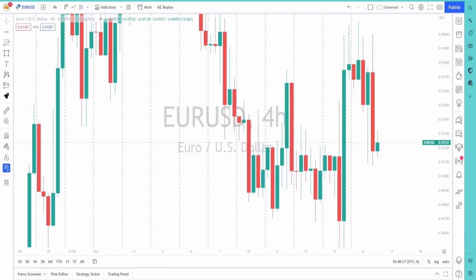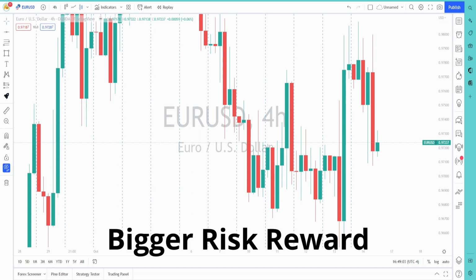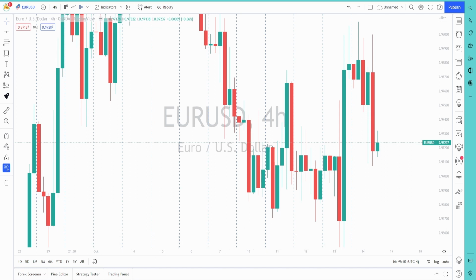What's going on, everybody? Today, I want to show you how to get a larger risk to reward when trading Forex. Oftentimes on this channel, we're scalping the market and our risk to reward isn't very big. We're often looking at the 15-minute chart, taking entry on the 1 minute.